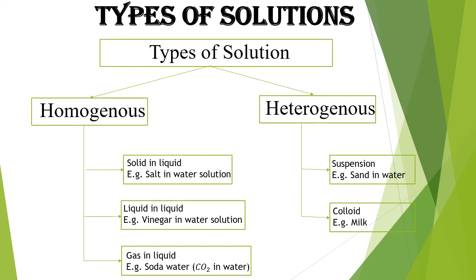And in heterogeneous solutions, we have two types, suspension and colloid. Suspension, like when we mix sand in water, the sand remains suspended in the water. And milk is a very good example of a colloid.